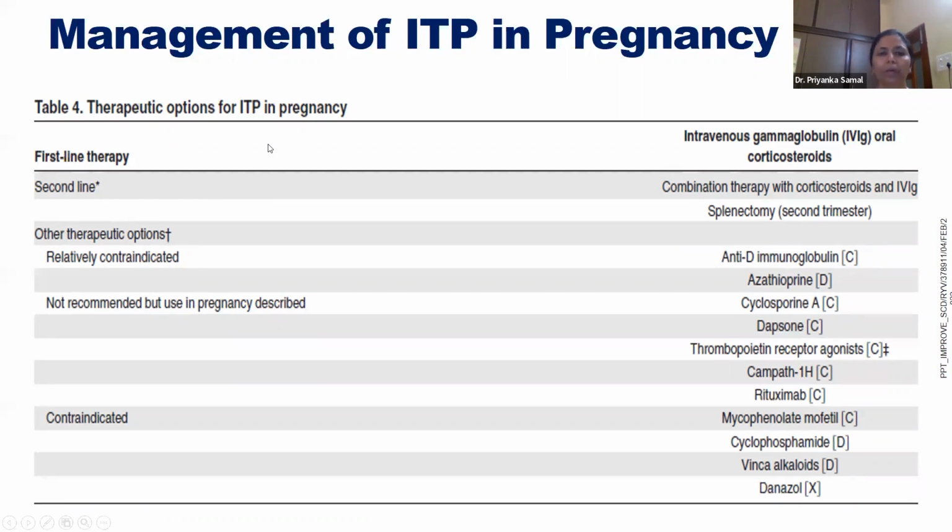Because in pregnancy, we need to avoid a number of drugs. So first line therapy is IVIG and steroids. We are most comfortable with steroids because in IVIG, if a patient has some amount of reactions, then there are chances that the patient may precipitate a labor. Second line of therapy, combination therapy with steroids and IVIGs.